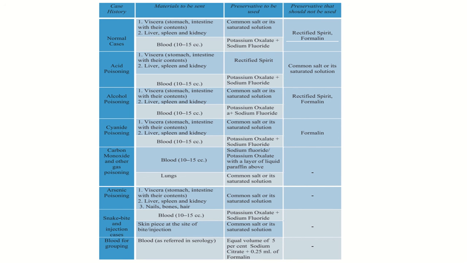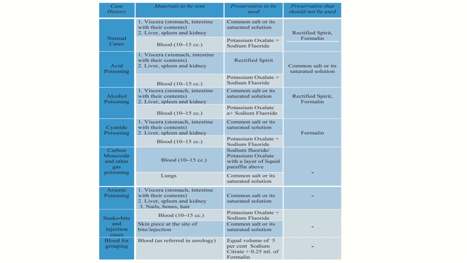Carbon monoxide and other gaseous poisonings involve the collection of blood and lungs. Blood is preserved in potassium oxalate or sodium fluoride with a layer of liquid paraffin so that the volatile gas would not evaporate. Now lungs are preserved in common salt or its saturated solution.